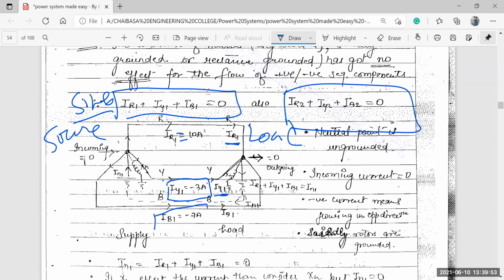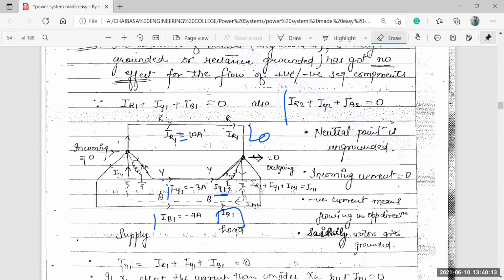Okay, and IB1 equals minus 7 ampere and I1 equals 6. Now, if the incoming current is equal to 0, then the outgoing current would be 3IR0. Over here, the neutral point is ungrounded. If we go ahead with that particular point that your neutral is ungrounded, then the incoming current would be 0 if the neutral is ungrounded.